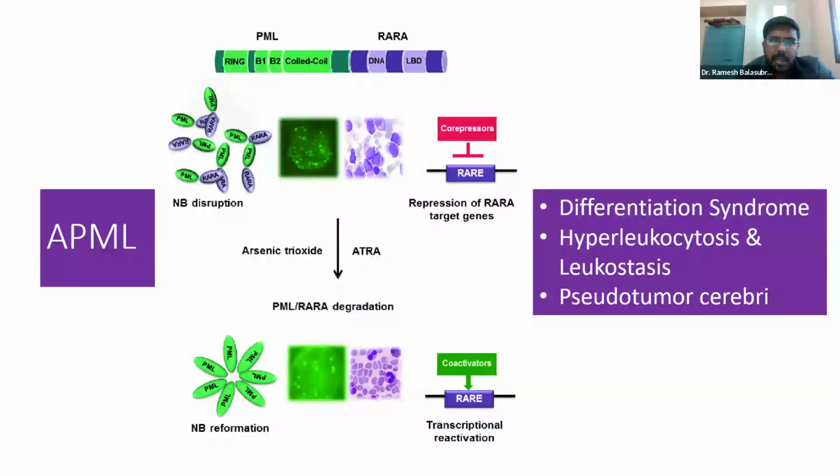When this disruption occurs because of the fusion and the fusion transcript, these drugs go and bind to the fusion protein, and it further causes the reformation of the nuclear bodies, and further attracts the co-activators and causes a transcription reactivation, leading to the differentiation of the promyelocytes into the other cells. Since both are differentiating agents, differentiation syndrome is the problem, and once they differentiate, they can have hyperleukocytosis and leukostasis. All these can be the problems with both, and ATRA specifically causes pseudotumor cerebri.